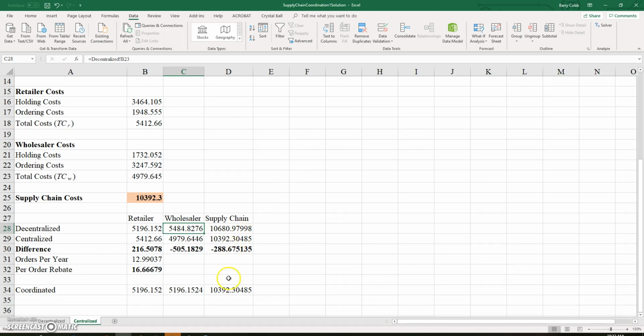The supply chain total cost in the coordinated mode is equal to the supply chain cost in the centralized mode. So by using the per order rebate, the costs in the coordinated mode are brought in line with centralized costs, and both parties have an incentive to participate and coordinate the supply chain.